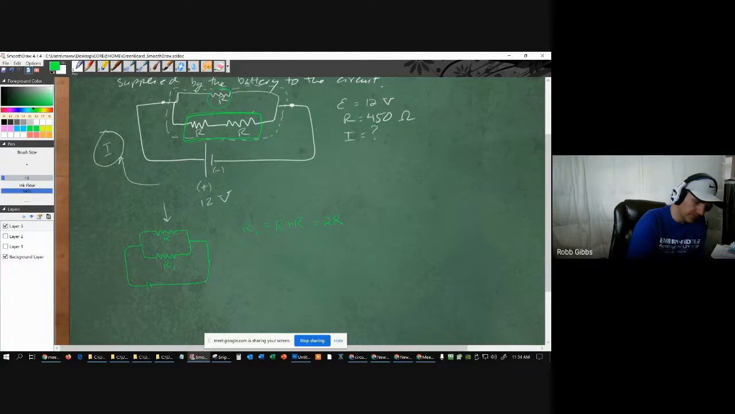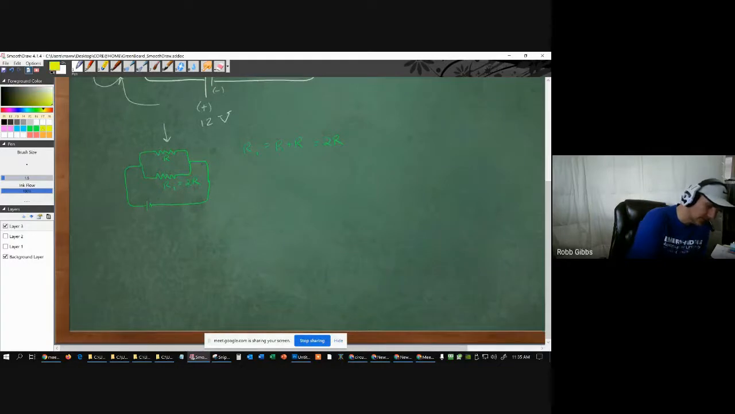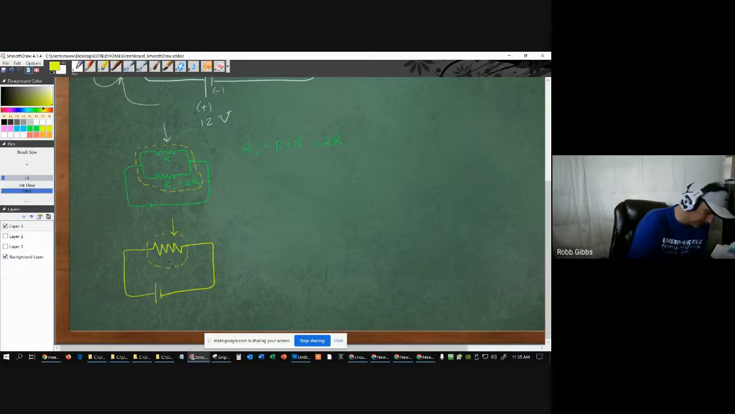Now, since we have R1 equal to 2R, we can take this circuit and reduce it to a series circuit. Same power source here. But now we're going to represent that branching parallel part as one circuit element in a series circuit. That whole thing we're going to represent with just one resistor. So this we'll call R2.